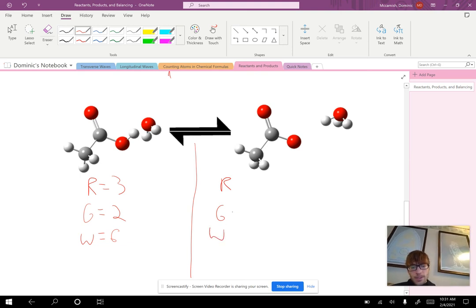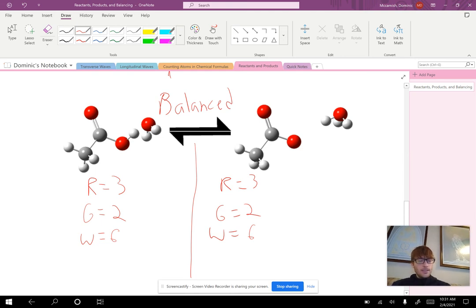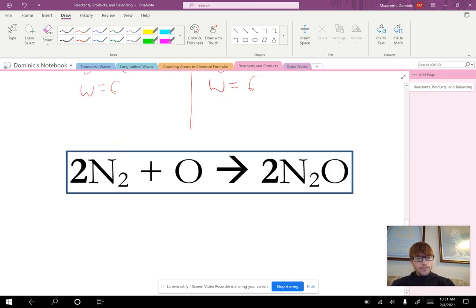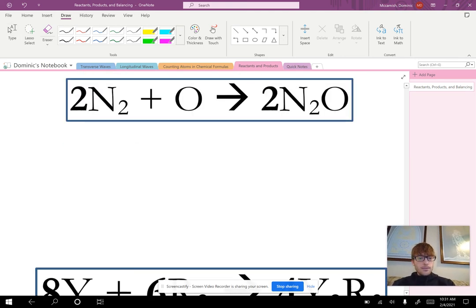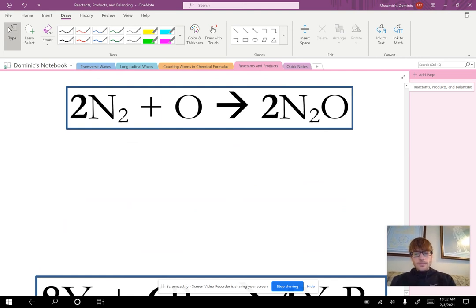This might be something that you need scratch paper for, by the way. All right. So we've got red, 1, 2, 3. Grays, 1, 2. And white, we have 1, 2, 3, 4, 5, and 6. So that is another balanced, clearly, that's a B. That is another balanced chemical reaction. That's good.